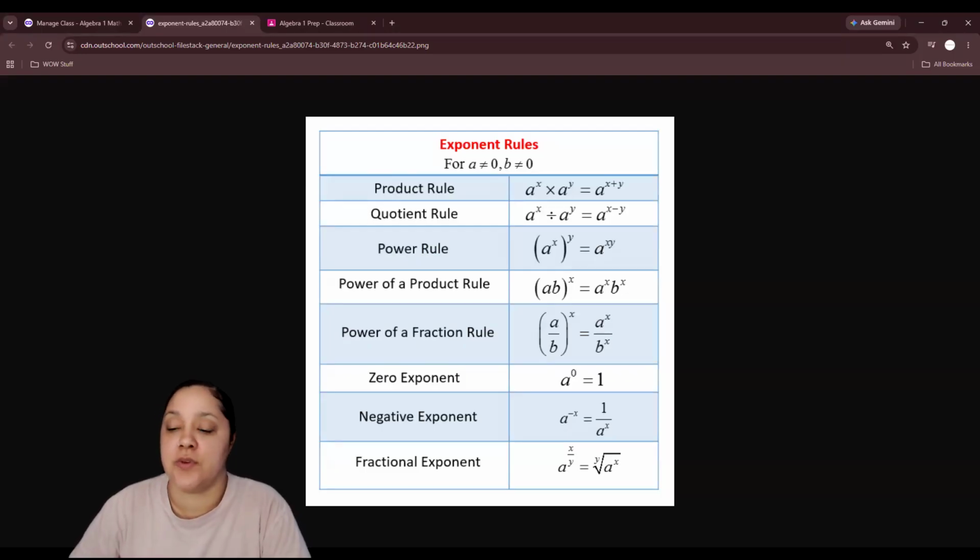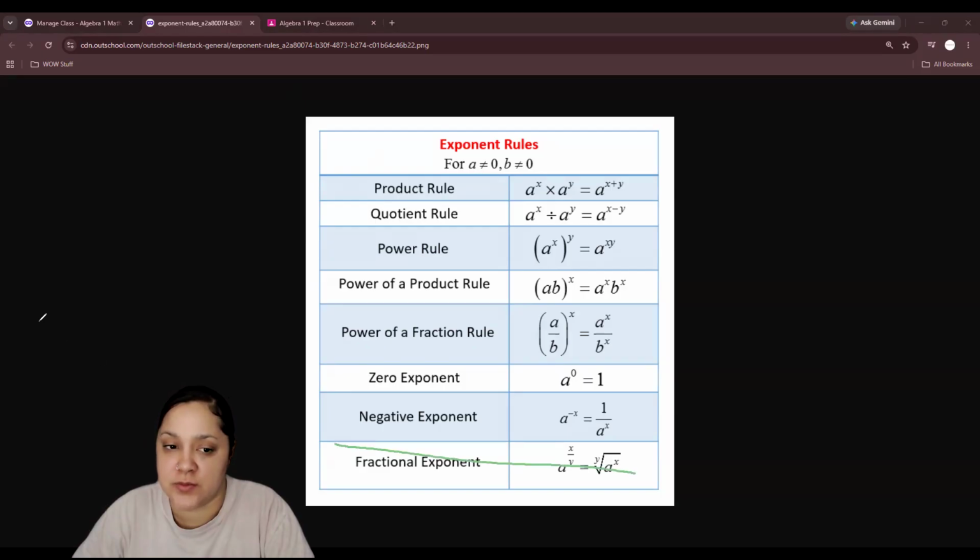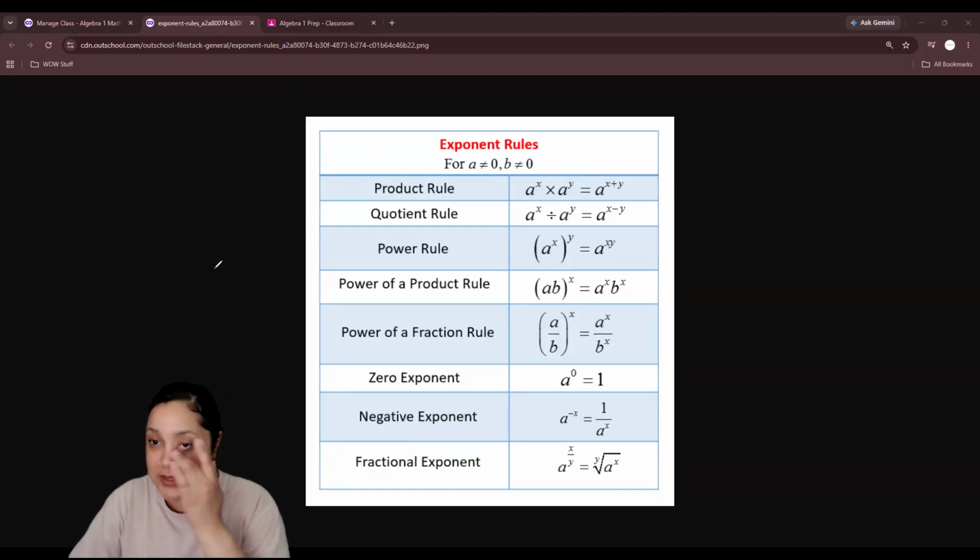So for this, we will be going over rules of exponents. Usually you learn these maybe in 8th grade math, and then you see them again in Algebra 1. So we're going to be going over all of these rules except the fractional exponent one. I'll go over it, but you won't really need that one.